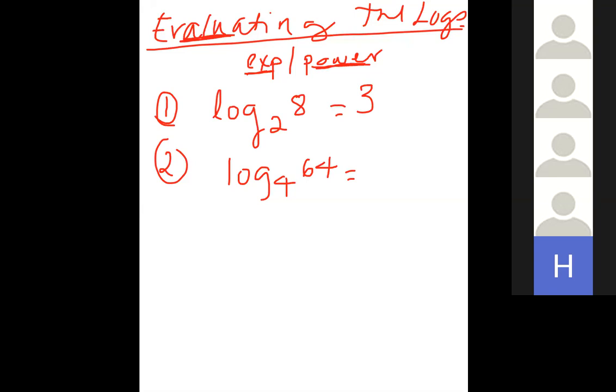Nobody? 2. Wait, no. 2? Okay, now, if you say 2, you're saying 4 squared is equal to 64. But 4 squared is actually 4 times 4. Is it 4? Well, if you do 4 to the 4th, you're going to get 4 times 4 times 4 times 4. Does that all multiply? 4 to the 3rd. To the 3rd.